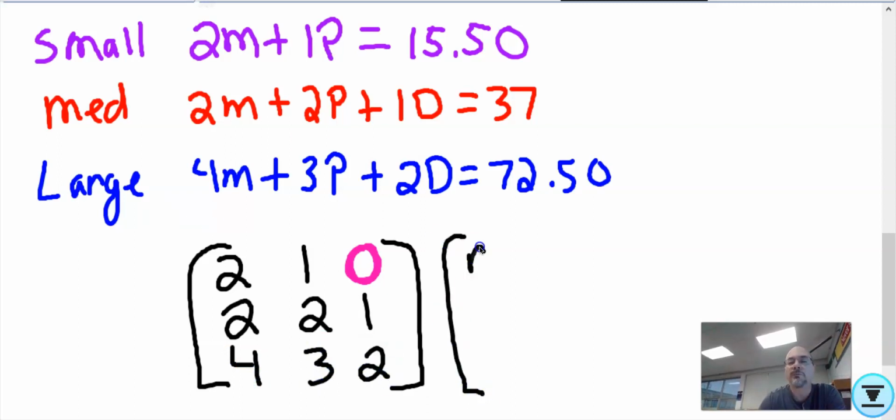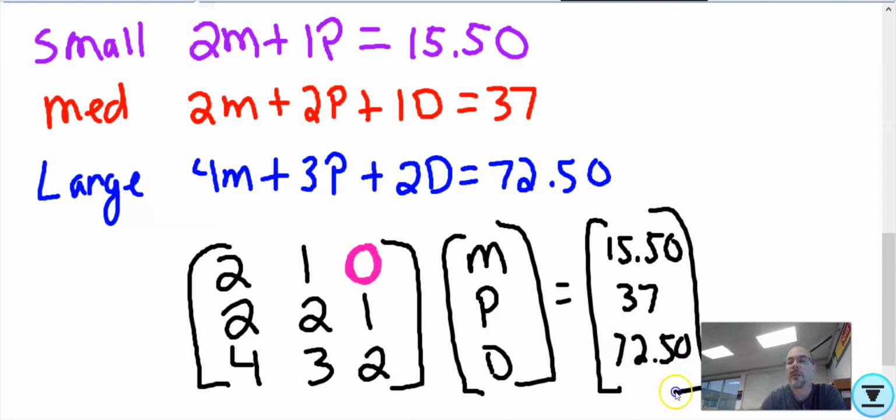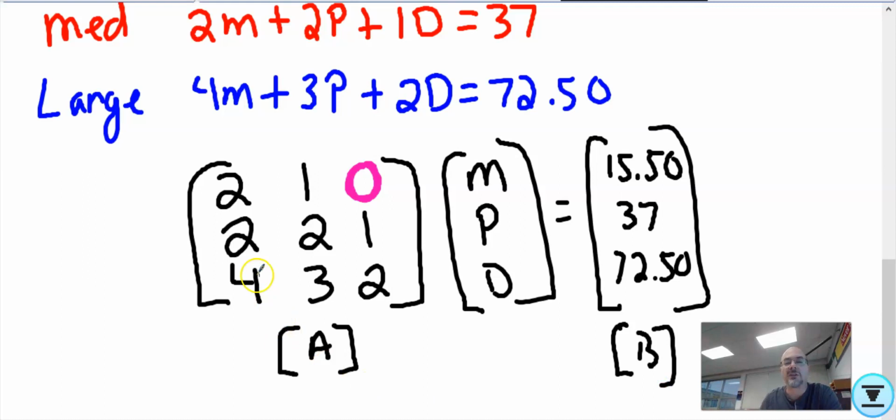So there's 0 DVDs. All right, second row, 2, 2, 1, and then the last row, 4, 3, 2. Okay, and then it goes movie, popcorn, DVD. And then 15.50, 37, 72.50. All right, ladies and gentlemen, so this is matrix A. This is matrix B. So nothing new here, folks. Same thing. It's a 3x3 and a 3x1.